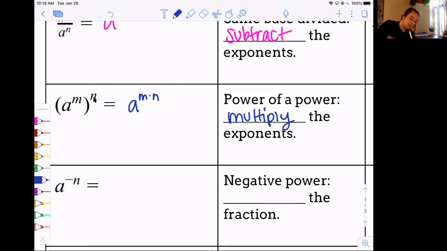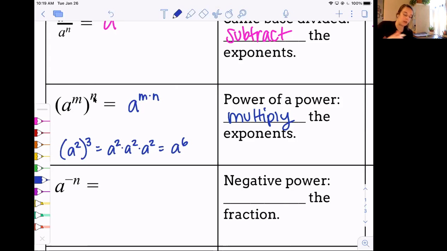The way that I think about this is, if I had a squared to the power of 3, what that means is I have 3 a squareds being multiplied together. A squared times a squared times a squared would be a to the 6th power. A faster way of getting there is multiplying 2 times 3 to get a to the 6th. So this is that rule.